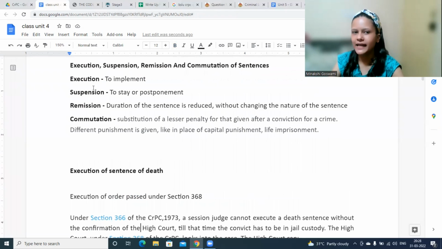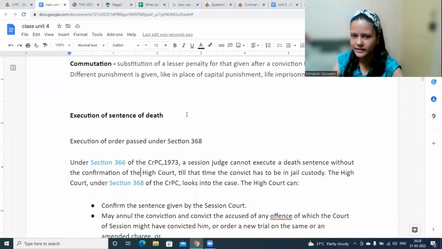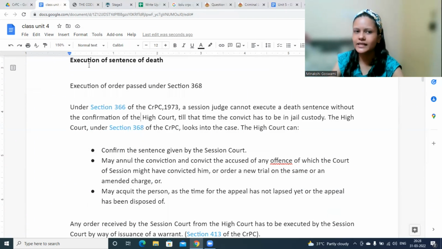Okay, so first we have execution. It might happen that a death sentence, capital punishment, death penalty was given. In such a case, how does the execution have to be done? Whenever a crime is committed where the maximum punishment may be the death penalty, the case should go to Sessions Court. It would not go to Magistrate Court. Like murder and all, it would go to Sessions Court directly.